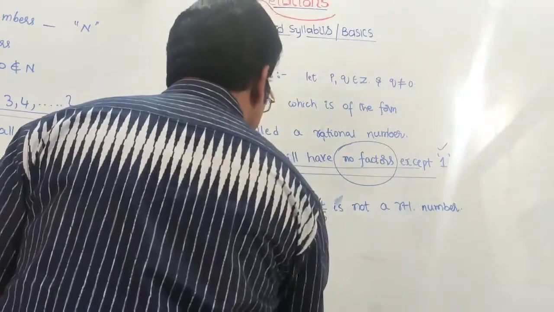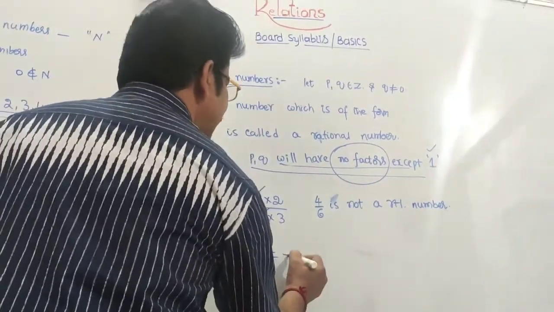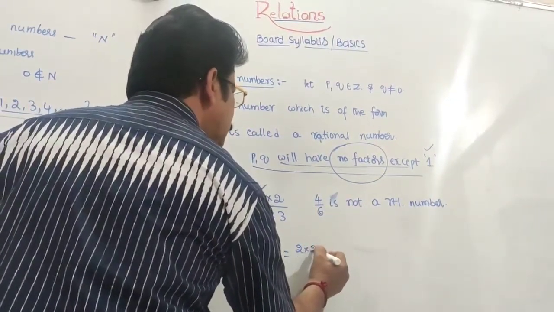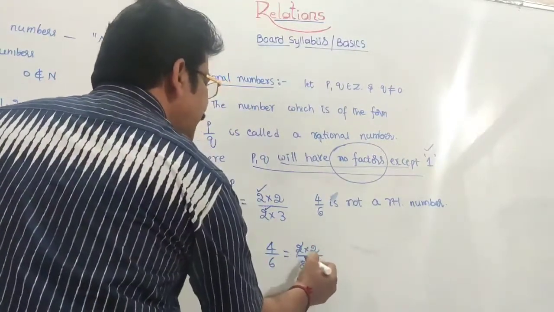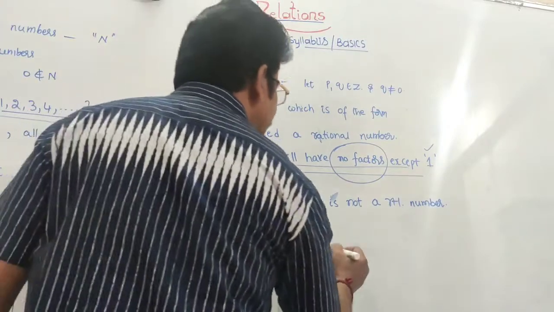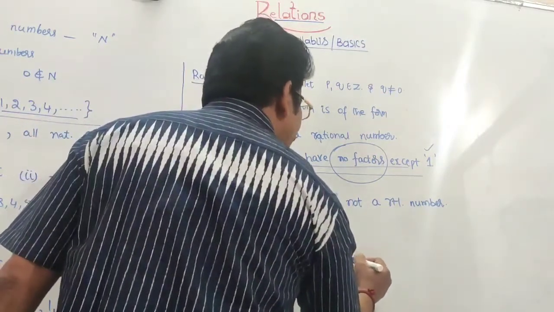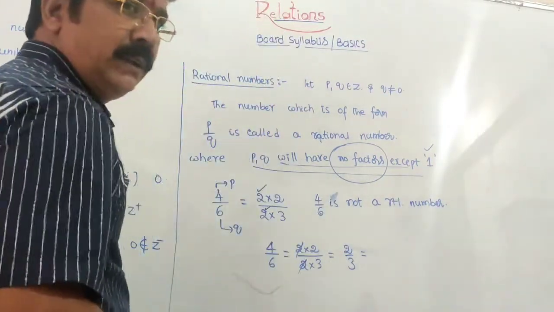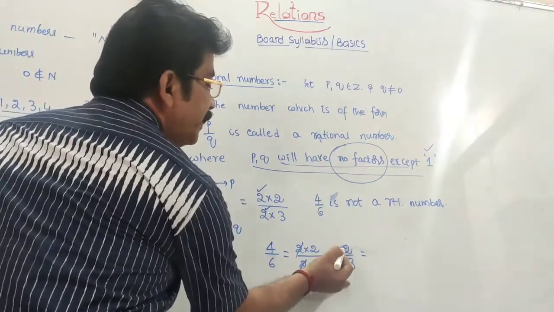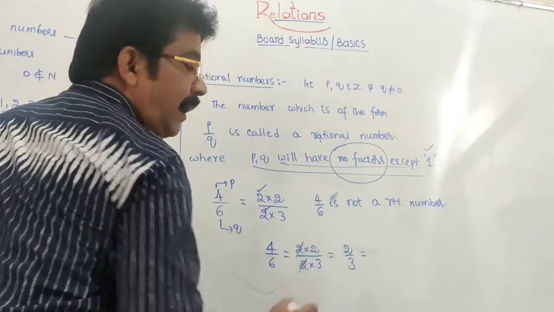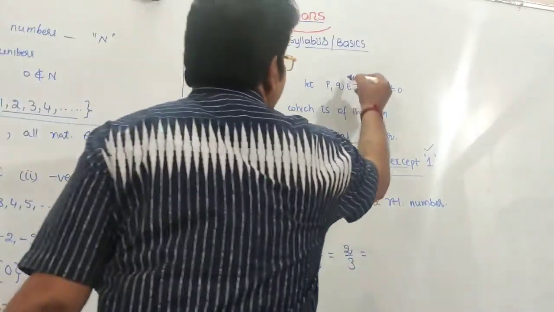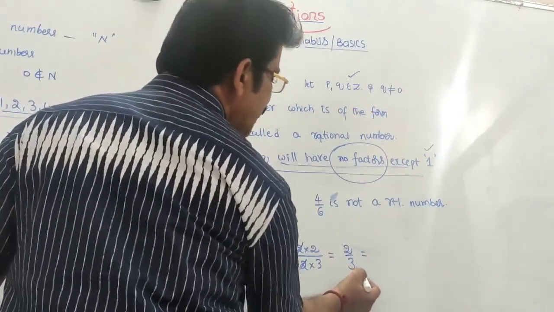Actually, 4 by 6 is equal to 2 into 2 divided by 2 into 3. Mathematically, the 2 will be cancelled. It remains 2 by 3, so that is equal to p by q. So p comma q, 2 comma 3, are integers. This condition is satisfied.